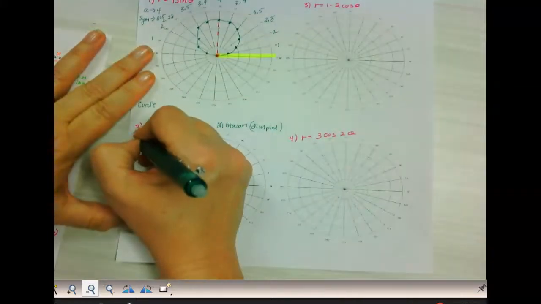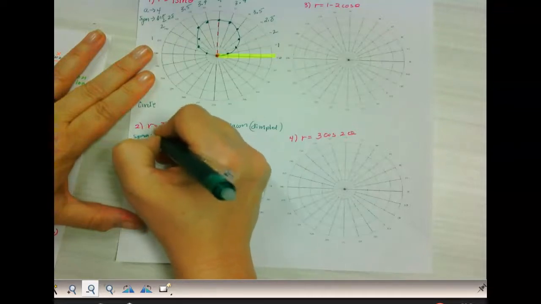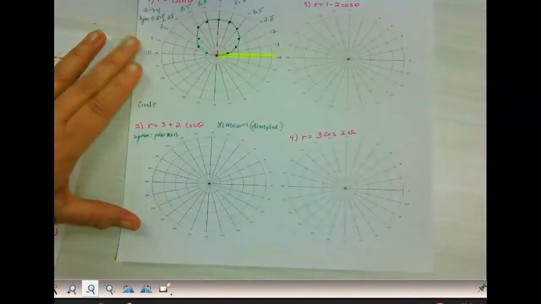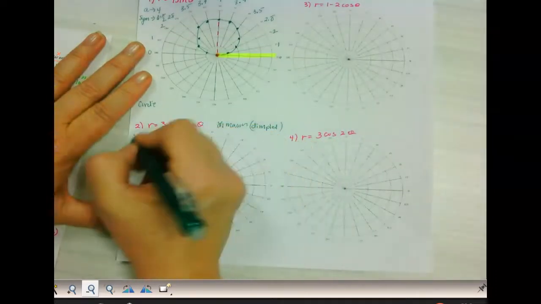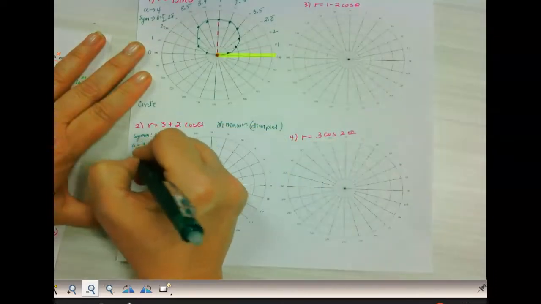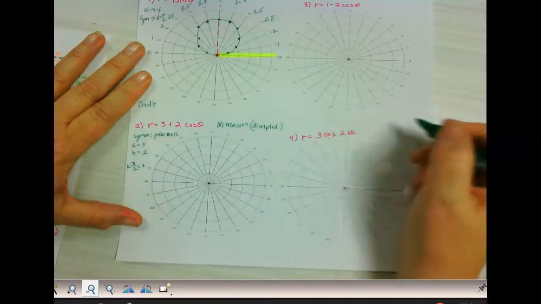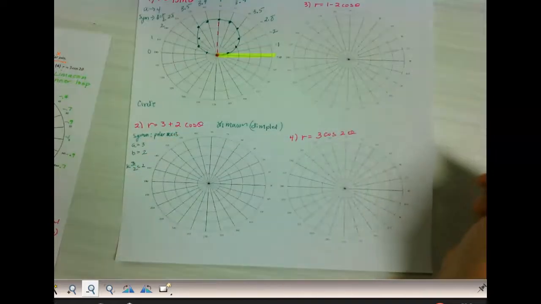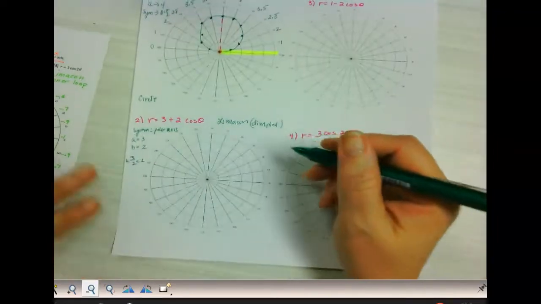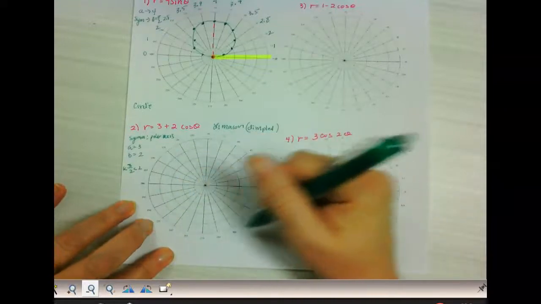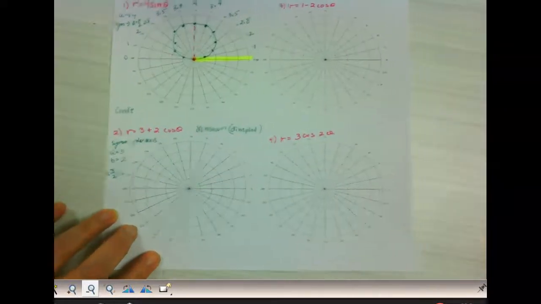The symmetry is polar axis. A is 3, B is 2, so 3 over 2 falls between 1 and 2. So I think that about does it. So pause the video and go calculate these points. Remember to write them on the outside of the circle and get a graph for me.